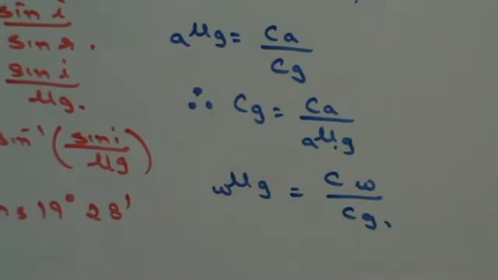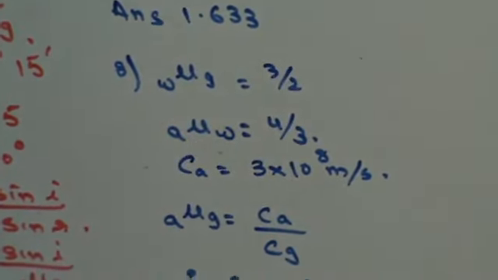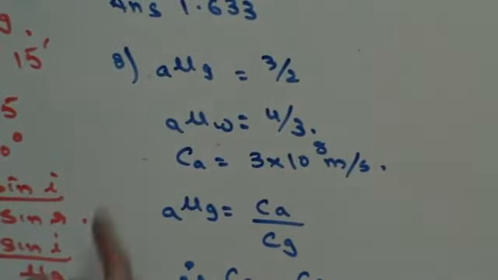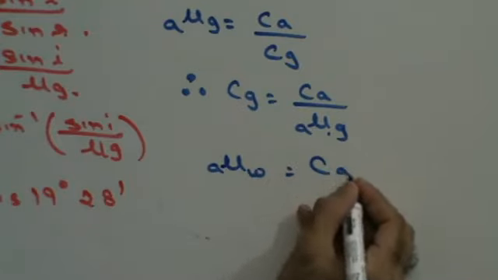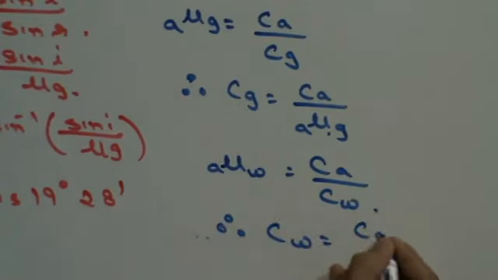I've already found out the velocity in glass from the previous case, so I'll be able to get the refractive index of glass and water with respect to air. Glass with respect to air and water with respect to air. They've given you glass with respect to air, so we've already found that out. And next, the refractive index of water with respect to air is velocity in air upon velocity in water. Therefore, I'll get velocity in water is velocity in air upon refractive index of water.